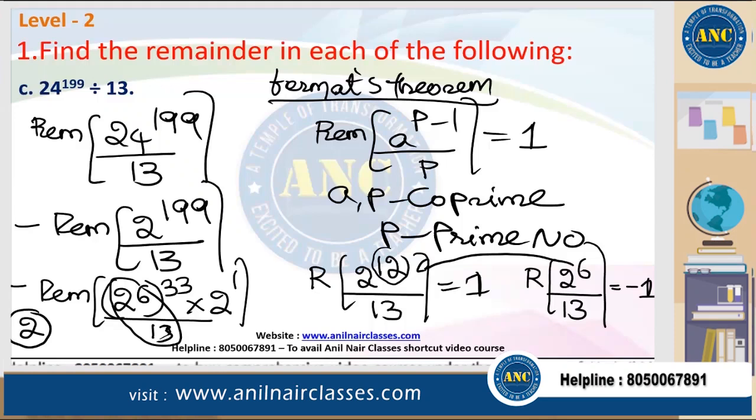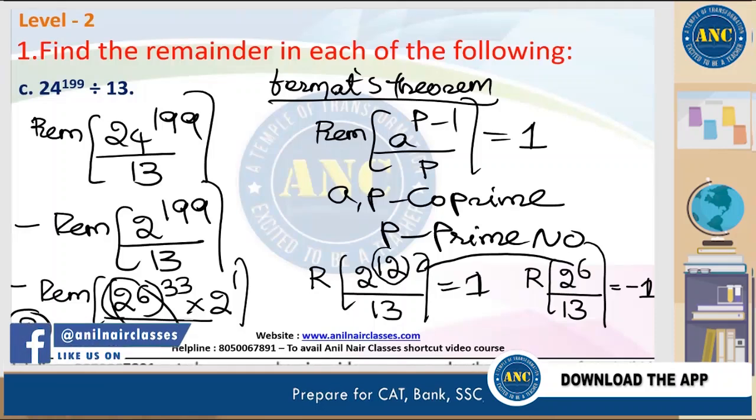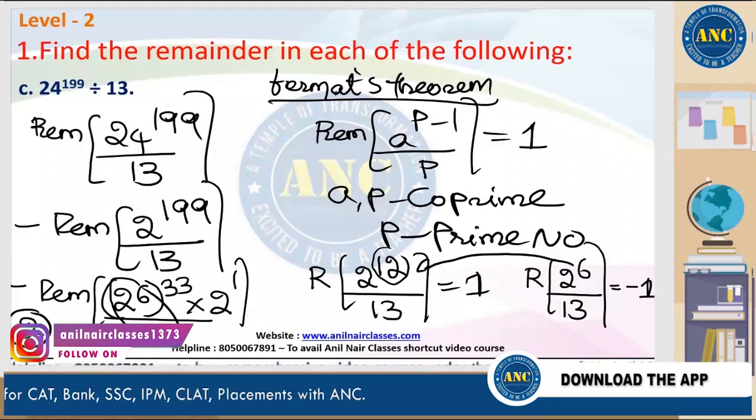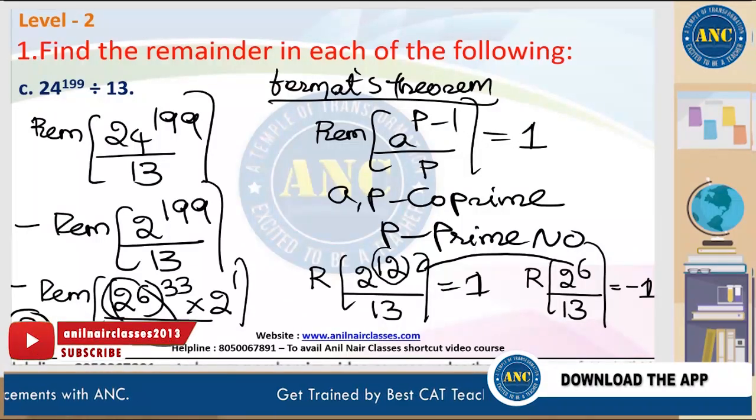Why this problem? See, I am discussing what if the denominator is a prime number. If the denominator is a prime number, I can use Fermat's theorem. So 13 twos are 26. Why did I write minus outside? 13 twos are 26. Negative remainder is minus 2.